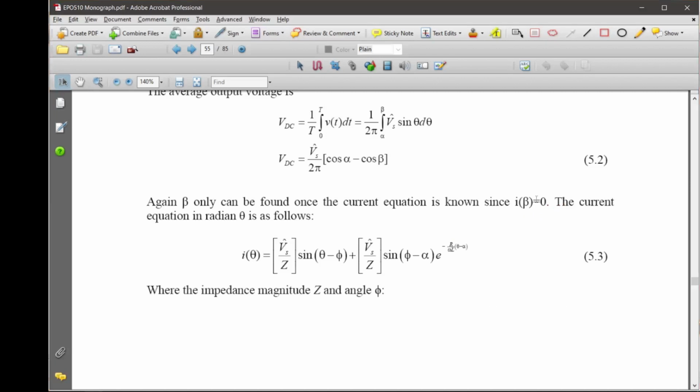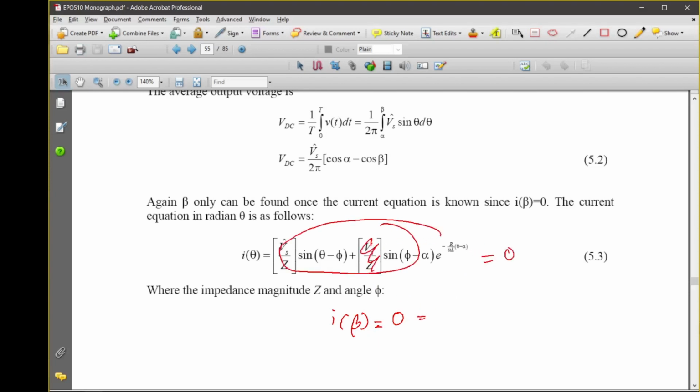In this case, you can use your calculator to simply calculate. We need to find beta, where I at beta equals 0. If you set this equal to 0, then this term goes to 0. So what is left is only sine beta minus v plus sine v minus alpha e minus r over omega L, and then we have theta minus alpha.